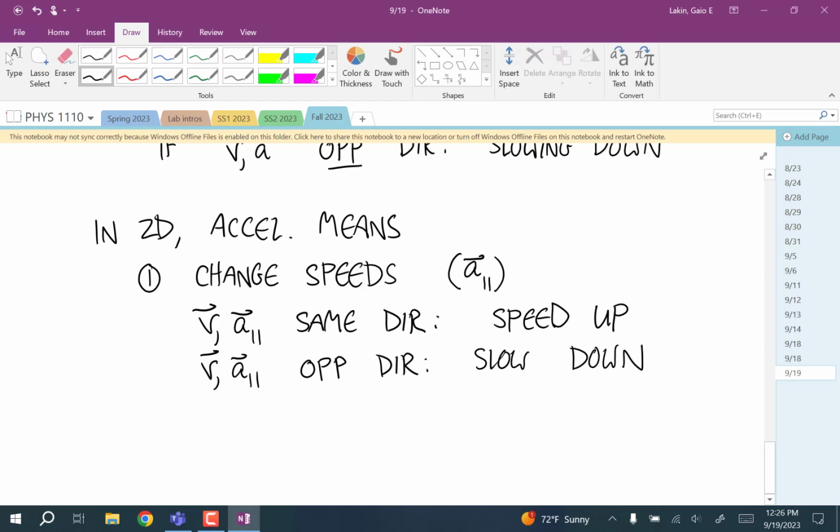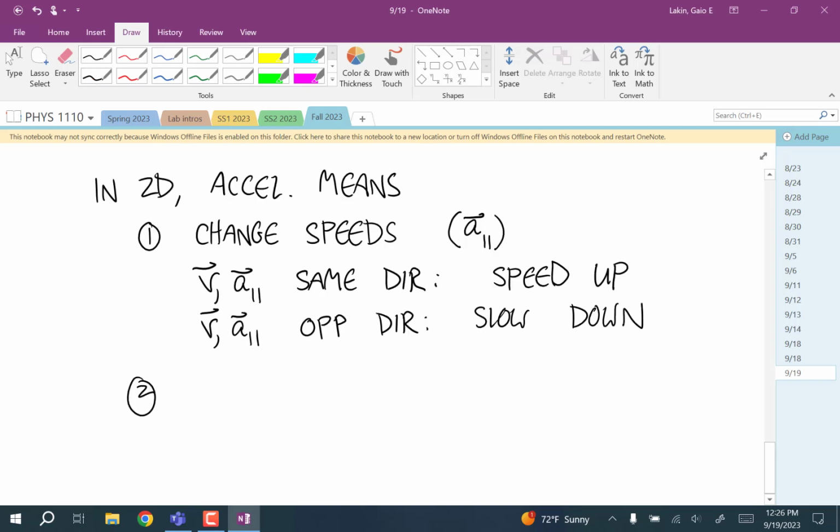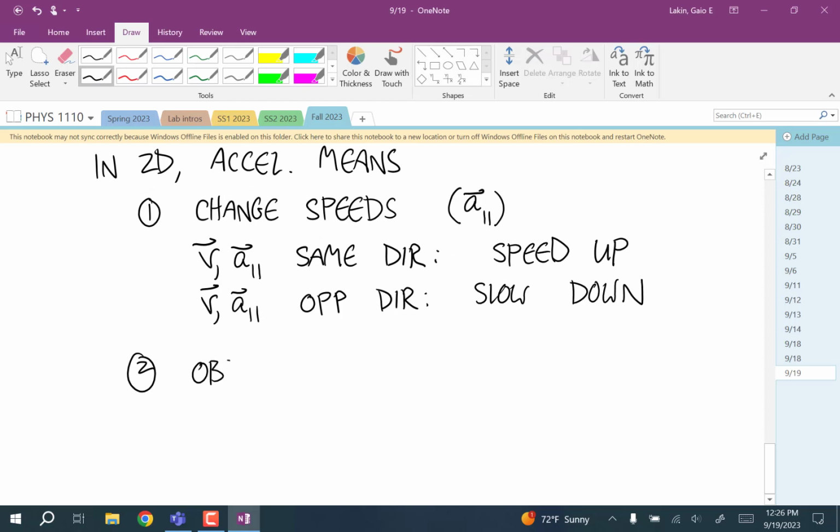Okay, so in 2D, acceleration can mean that the object's changing speed, but it also can mean that the object is turning. And whether it's turning is determined by the part of the acceleration that's perpendicular to the velocity. So I'm going to call that a perpendicular. There's no turning in 1D because you're just moving along a line. But in 2D, you have to think about that. Objects can be moving in a straight line or turning this way or turning that way.